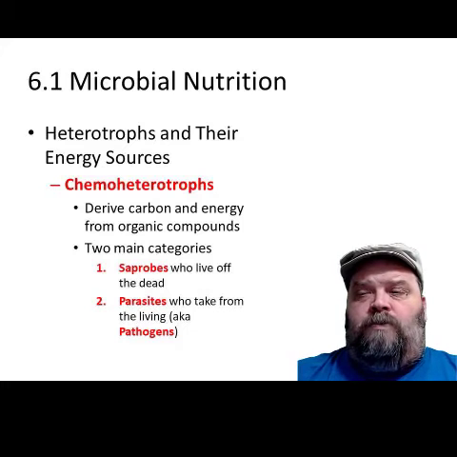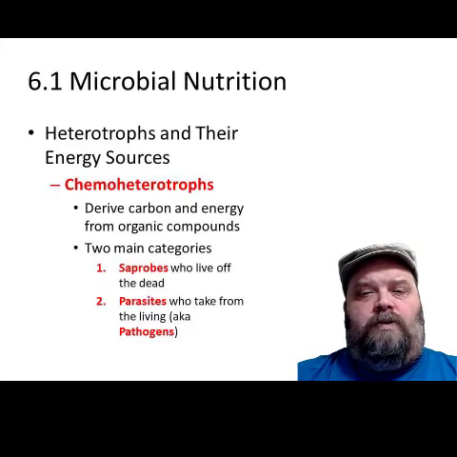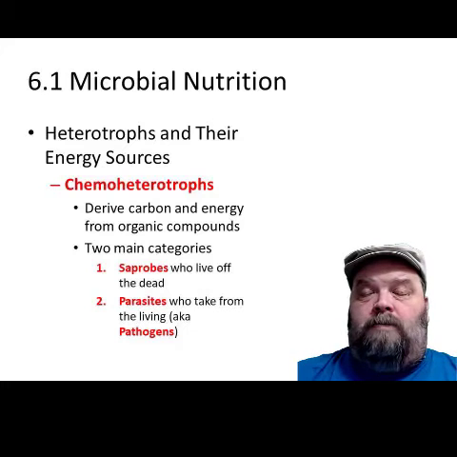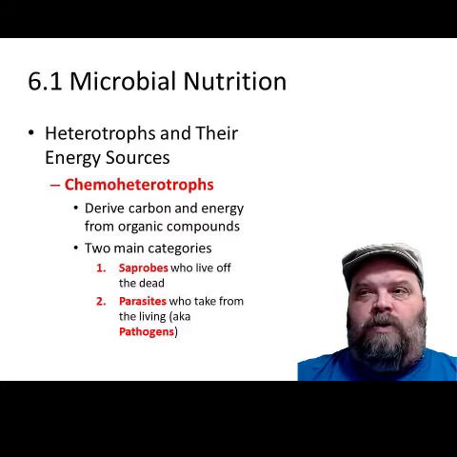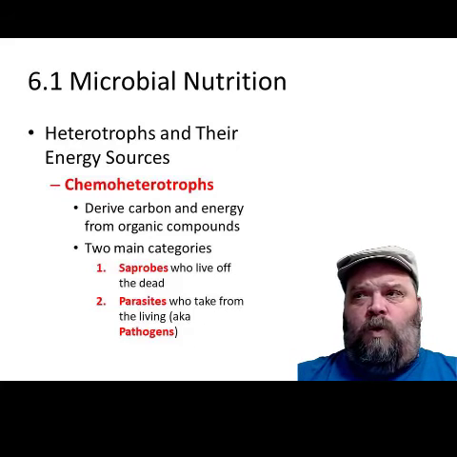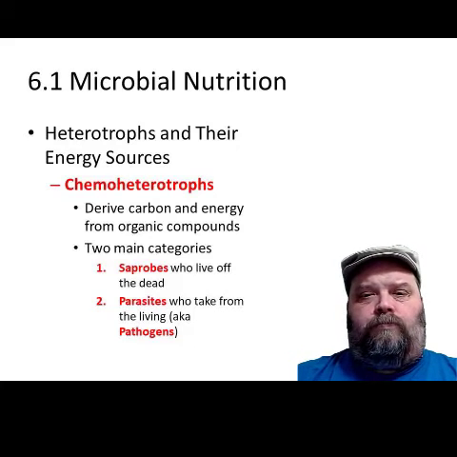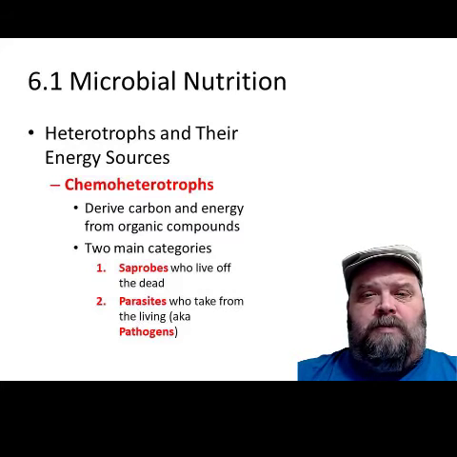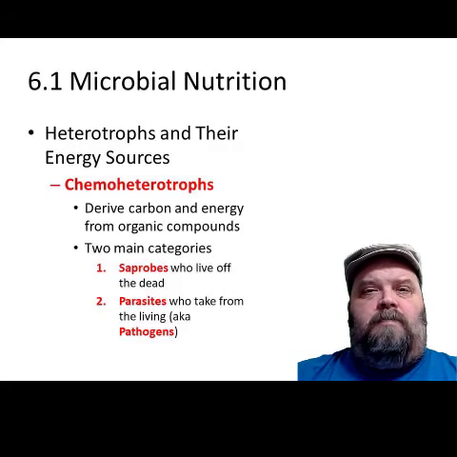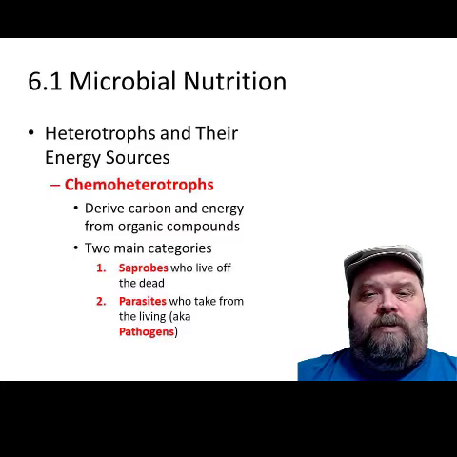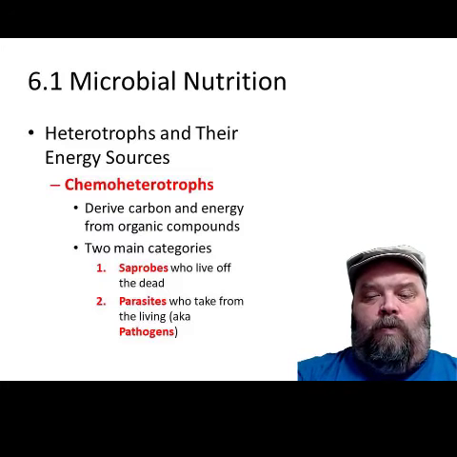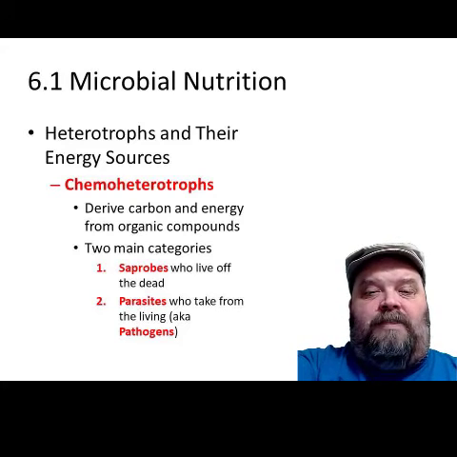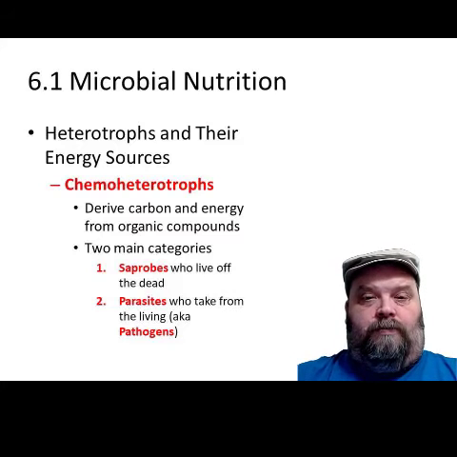We find chemoheterotrophs fall into two subcategories. Saprobes, like we talked about with the fungi, who live off of dead things. They're the decayers. They're the ones that break down the detritus that falls to the forest floor or to the bottom of the ocean. And then the microbes that are chemoheterotrophs are the parasites. They're the ones who take from the living. We think of these in this course as pathogens because they infect, they do damage.